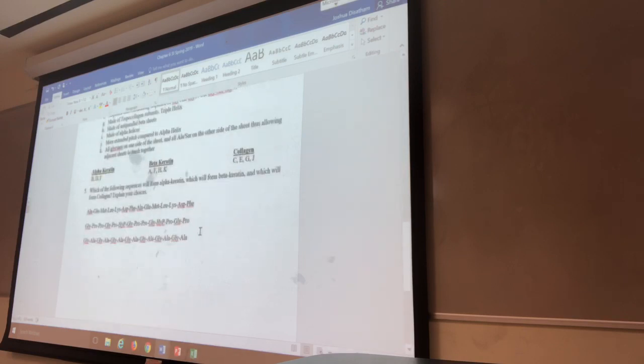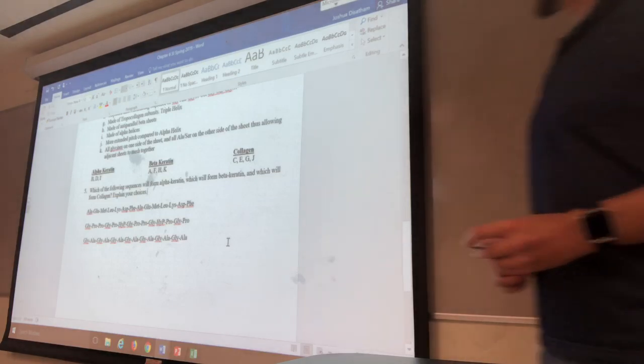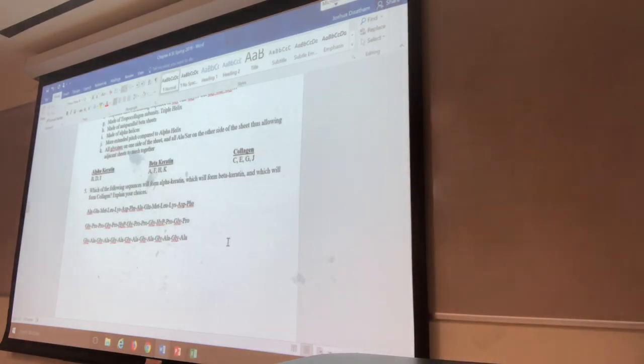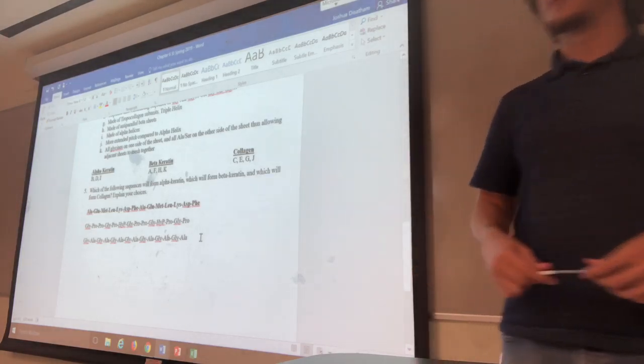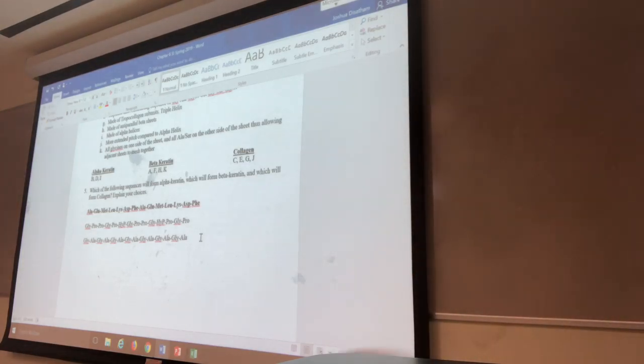Last bit of problem-solving type information from chapter 6 is this. Which of the following sequences will form alpha keratin, which one will form beta keratin, which will form collagen based off stuff that we have just learned? Let me highlight this first one here. Anyone know which of those three options this sequence represents? Let's see, this one looks a little bit weird. 1, 2, 3, 4, 5, 6, 7. 1, 2, 3, 4, 5, 6, 7. This must be what? Alpha keratin. There's a 7 residue repeat.